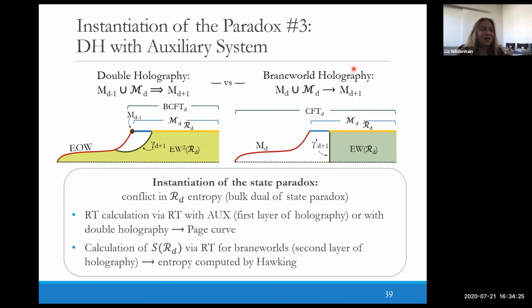when we find the RT surface according to the brane world RT prescription, it cannot end on the manifold here, MD. And so it just stretches across the bulk, and this is the surface that was increasing. So that just gives us an entropy that's growing over time, and that corresponds to the entropy computed by Hawking. So it seems like if we use the double holography, we get the result consistent with the Page curve, but if we apply the RT prescription just to the second level and the third level, we get a different answer. We get the growing entropy.